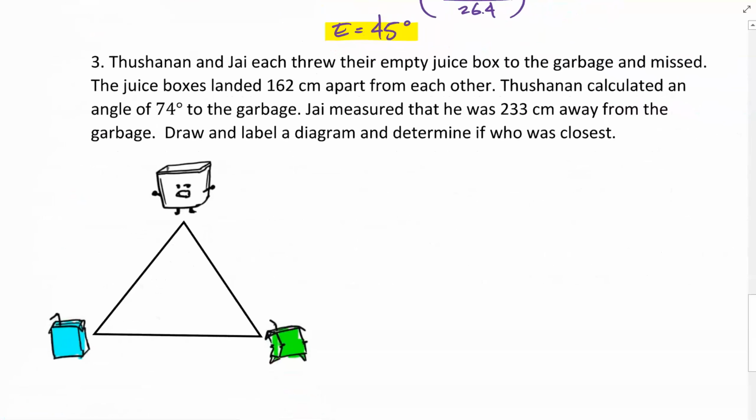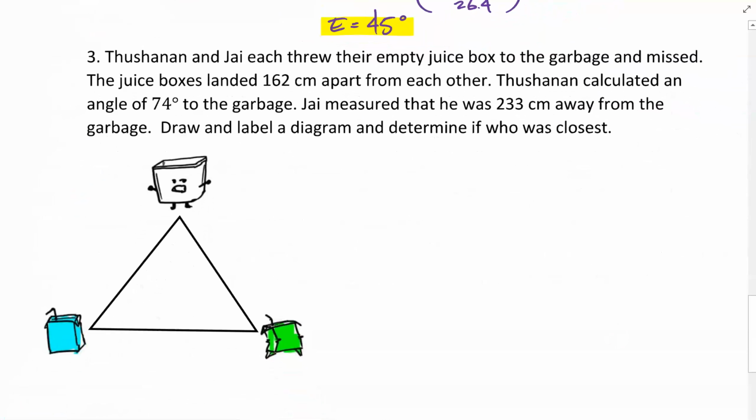All right, let's move on to the very last question here. This last question says, Tru Shannon and Jay each threw their empty juice box to the garbage and missed. Very typical occurrence in a classroom. The juice boxes landed 162 centimeters apart from each other. Tru Shannon calculated an angle of 74 degrees to the garbage from his juice box, and Jay measured that he was 233 centimeters away from the garbage. So draw and label a diagram and determine who was closest.